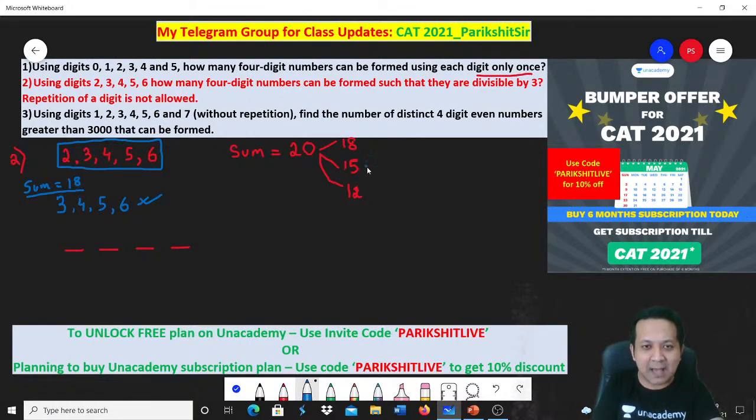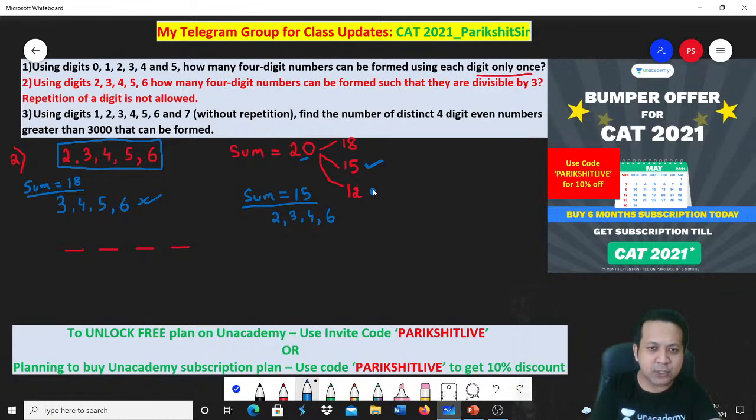Again, can you have the sum as 15? Absolutely. How? If you have all the 5 digits, the sum is 20. You need the sum to be 15, so exclude 5. If you exclude 5, what are the 4 numbers you will have? 2, 3, 4 and 6. Perfect. Next, can you have the sum to be 12?